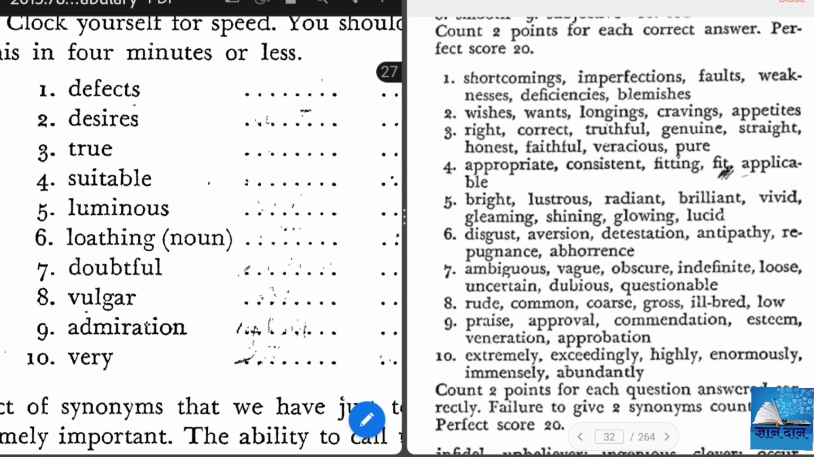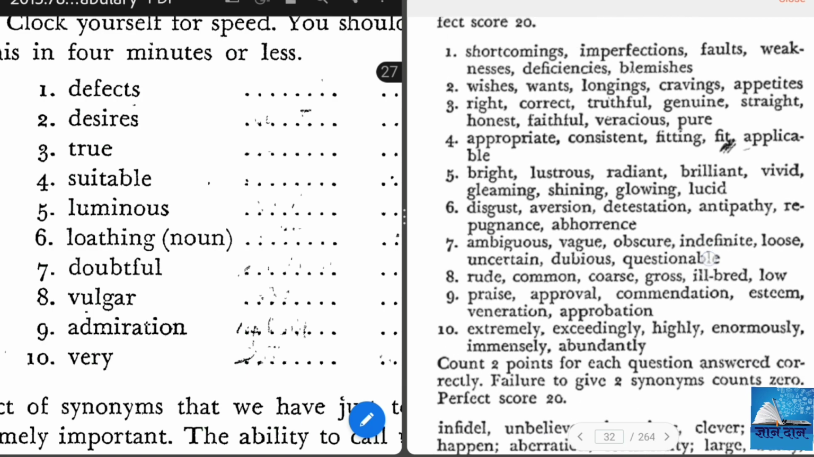Admiration could be praise, approval, commendation, esteem, veneration, approbation. And very could have synonyms like extremely, exceedingly, highly, enormously, immensely, abundantly, etc. Count 2 points for each question that you answered correctly. Failure to give 2 synonyms counts as 0. Perfect score will be 20.